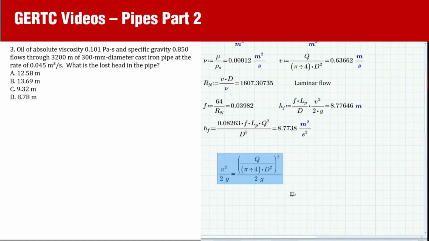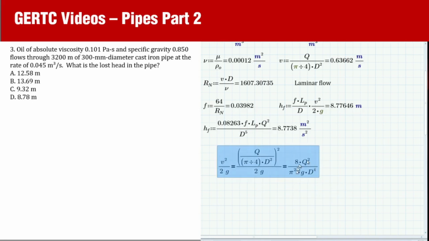Medyo mahaba-haba. So in terms of velocity head, pag sinimplify mo yan, magiging 8 times Q squared divided by pi squared times G times diameter raised to the 4th power. Ito yung equivalent ng velocity head in terms of discharge. Kaya pag inilagay mo yung value na yan dito sa formula, HF equals dito.